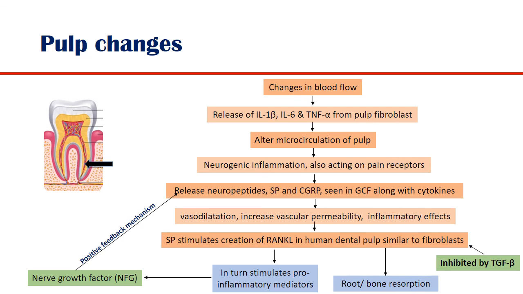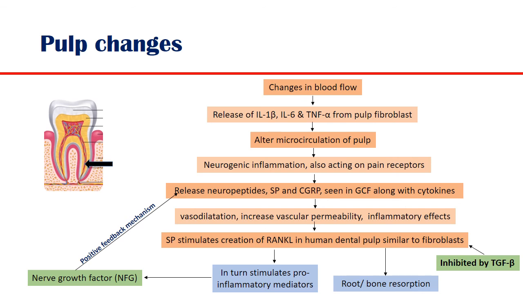Besides that, it does not only affect the surrounding structures, it also affects the structures which are within the tooth, like the pulp. So how does it happen? Again, those mediators have already been released. The interleukin 1 beta, interleukin 6, TNF alpha from the pulp fibroblast have been released. So when the neurogenic inflammation is going to happen within the pulp, the pain receptors are going to get activated. So neuropeptides are released. That also you should remember, substance P gets released, which is giving you that pain perception.